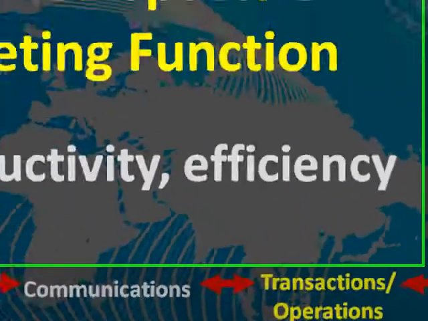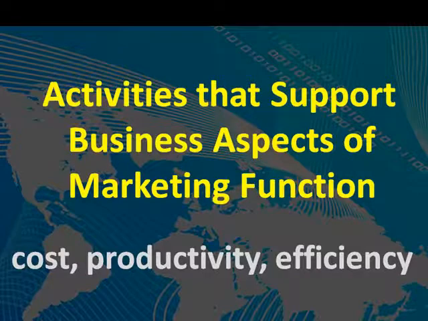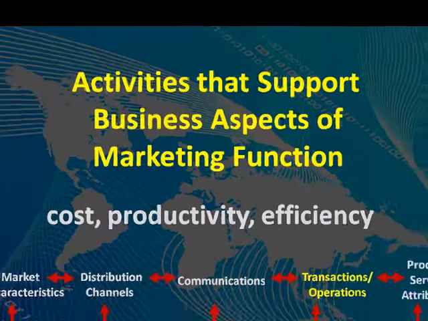These are the activities that support the business aspects of the marketing function. In the case of the transactions, we're talking about everything that influences the transaction itself. For example, does the customer have to go to the store to buy something, or can he do it through e-commerce? Is there a payment plan? Or can I do it on credit, or do I have to pay cash up front? Virtually everything that affects that transaction is considered in this component.